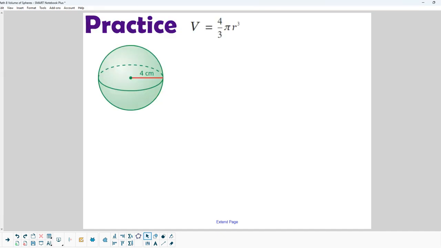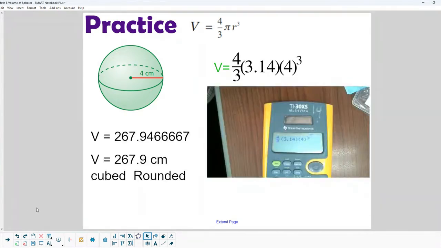So for our first one, we've got a sphere that has a radius of 4. So when we get it into our formula, it looks like this: 4/3. We're going to use 3.14 for pi, and then 4 to the third power. And then when we get it in our calculator, it looks something like this.